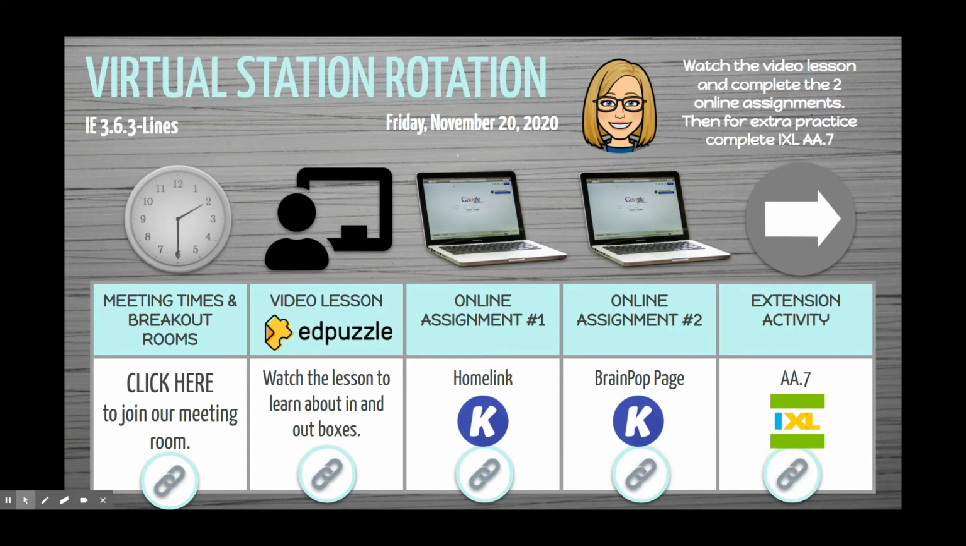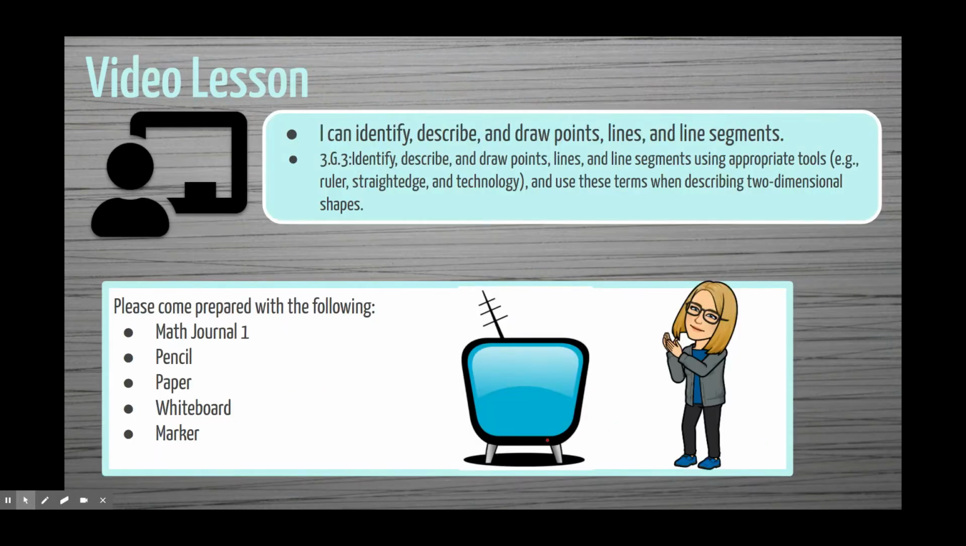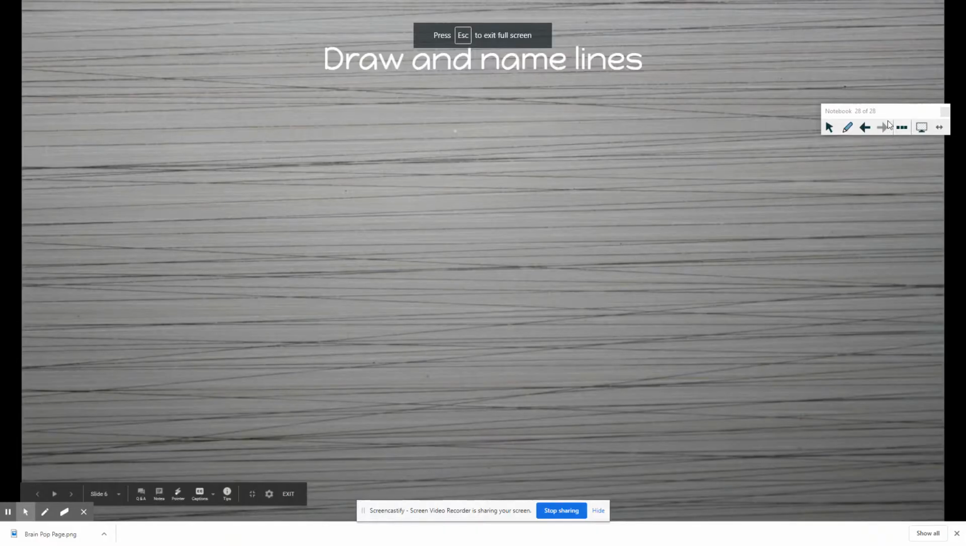When you get done with the EdPuzzle video, you will have a home link and a Brain Pop page that you're going to do. And then for extra practice on lines, we're going to be looking at IXL AA7. So our goal for today is I can identify, describe, and draw points, lines, and line segments. So we have 3 different things that we're going to be looking at today.